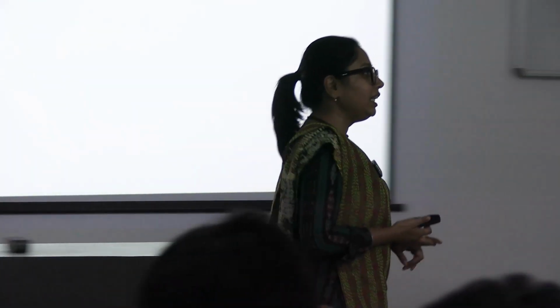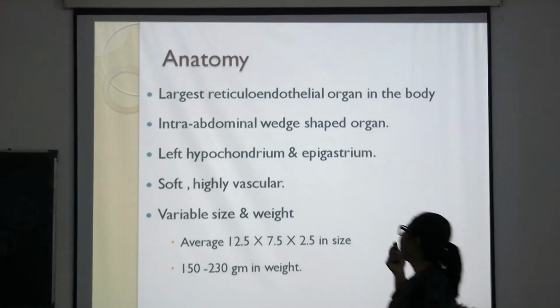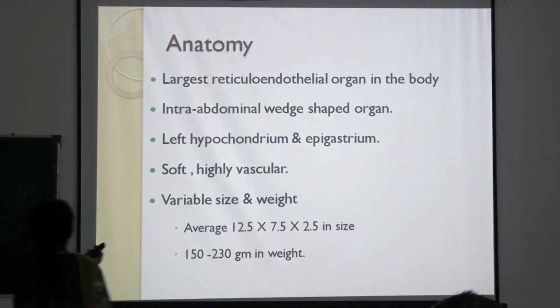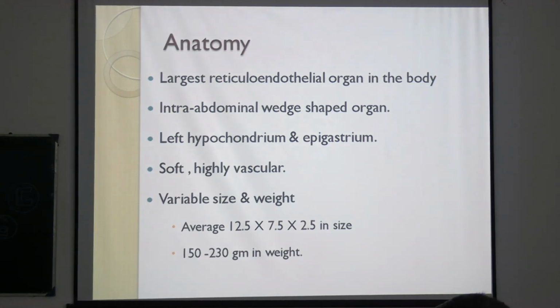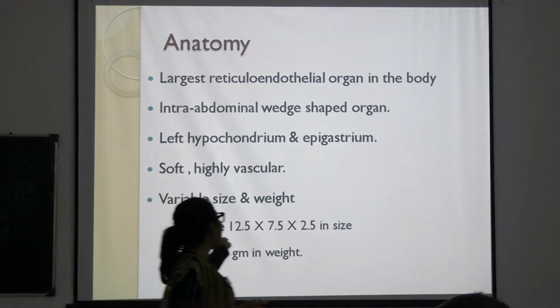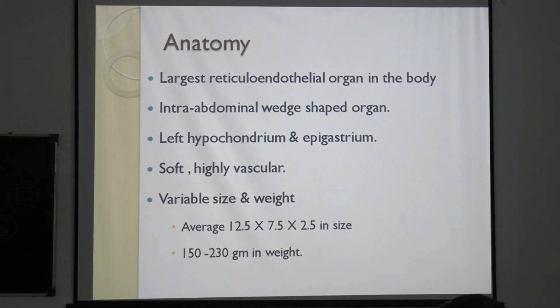splenomegaly and the causes of splenomegaly and the grading of splenomegaly, and then you are going to see the gross specimen. All this you already know. Anatomy of spleen you would have studied in anatomy. Largest reticular endothelial organ in the body. Size of course varies. This is the average size, mostly 11 to 12 centimeters. And other than that, weight again varies.